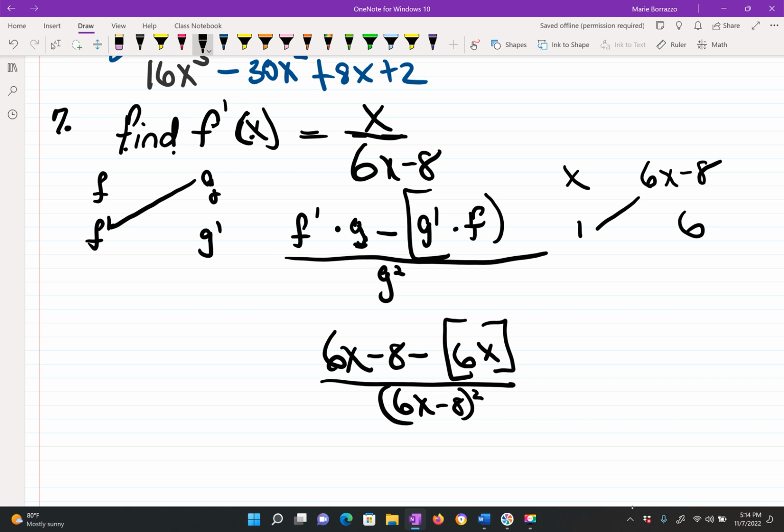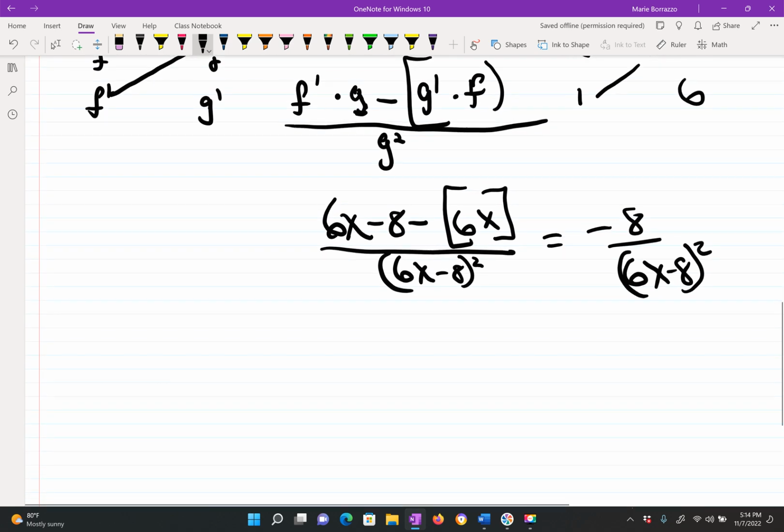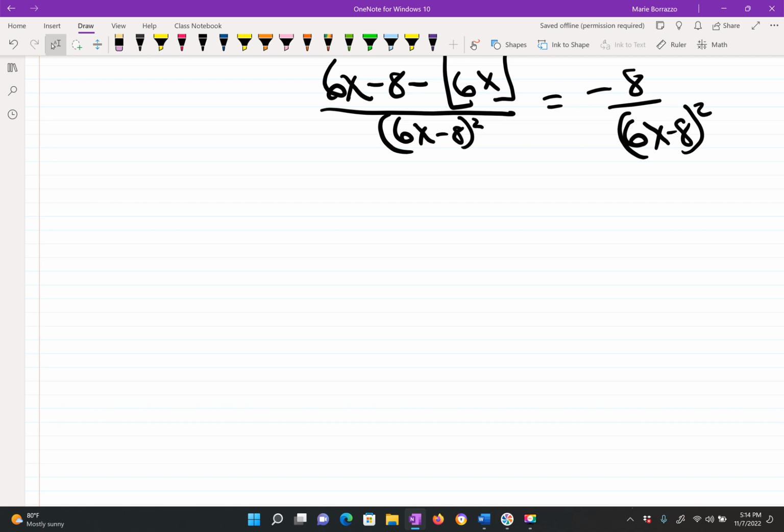Are you getting this? And your 6x's cancel, leaving you negative 8 over 6x minus 8 squared. Comfortable? Awesome. So remember, again, this is your review. I'm giving you many more examples than are going to be on your test, so bear with. I know it seems repetitious, but repetition is how we learn.